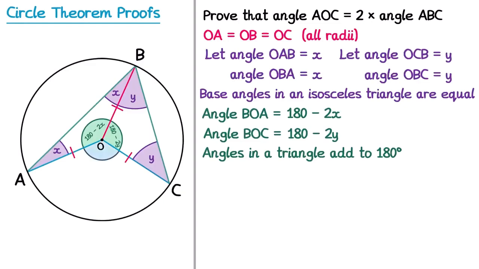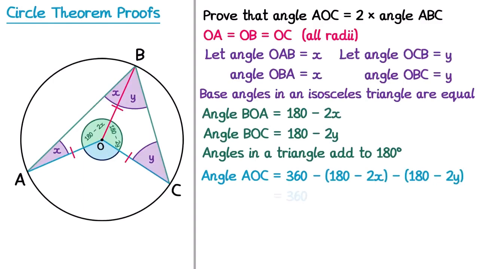Then we're going to find this blue angle here. Here we have three angles that are around a point. Angles around a point must make 360 degrees. So to find the angle AOC, we could do 360 subtract the other two angles, which are 180 minus 2x and 180 minus 2y. Again, we need these brackets here.